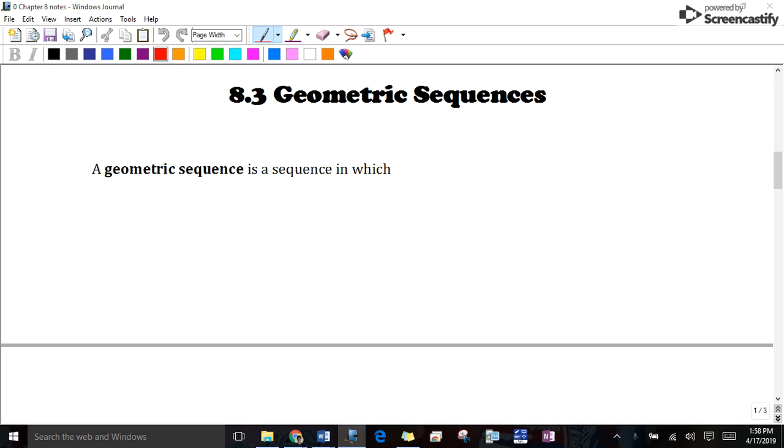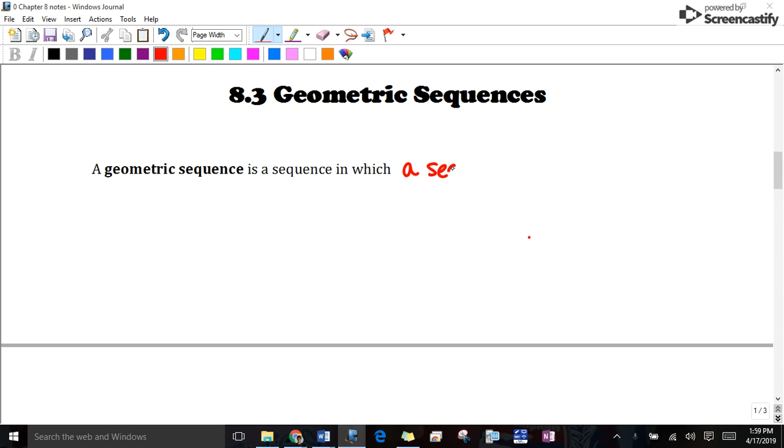So we've already talked about arithmetic sequences in which a pattern is increasing by the same amount each time, like a linear function. Today we're going to talk about geometric sequences. And that's a sequence in which a pattern is repeating each time again, but this time by using multiplication.